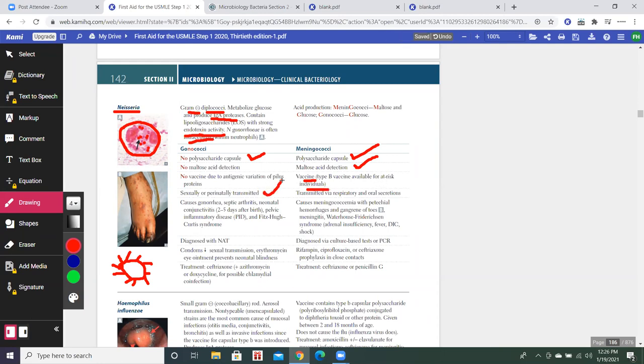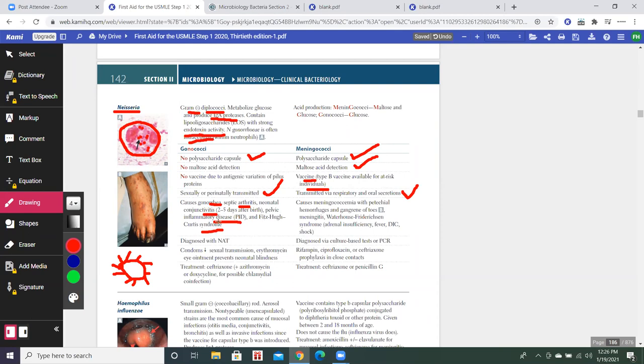Gonococci is an STD, meaning it's a sexually transmitted disease. Meningococci is not a sexually transmitted disease; it is transmitted by respiratory droplets. Gonococci causes gonorrhea, septic arthritis, neonatal conjunctivitis, PID, and Fitz-Hugh-Curtis syndrome.